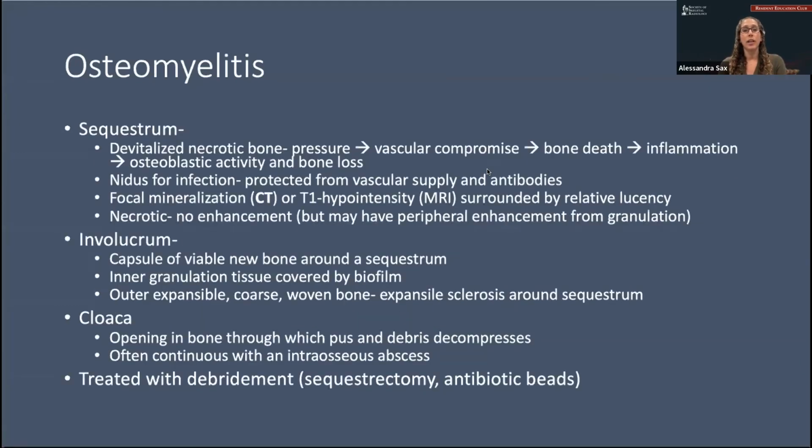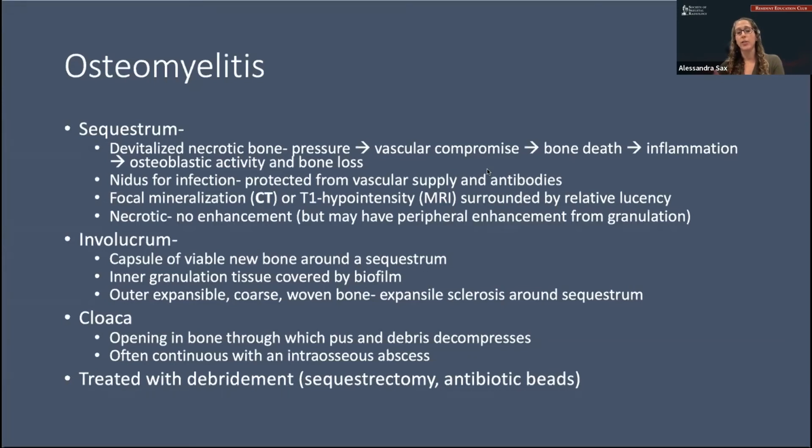And because it's necrotic, it's not going to enhance, as opposed to the periphery of granulation tissue surrounding that sequestrum. Our involucrum is going to be a capsule of new viable bone around the sequestrum, and that's going to have granulation tissue covered by a biofilm. So what you're going to see is this expansile coarse woven bone with sclerosis and edema surrounding the sequestrum. And these tend to drain through cloacas.